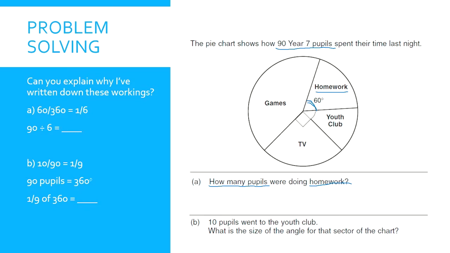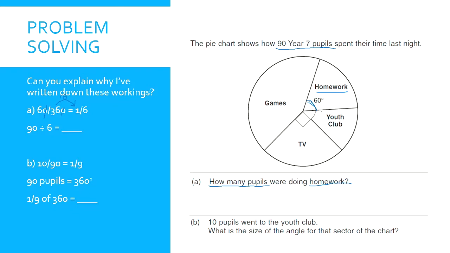Another way of writing a proportion is to say this is a fraction. So 60 out of 360 degrees, well, I can simplify that down to 6 out of 36. And I know that 6 and 36 are both divisible by 6. They're both in the 6 times table. So my simplified fraction, after dividing by 6, is going to get me to 1/6.